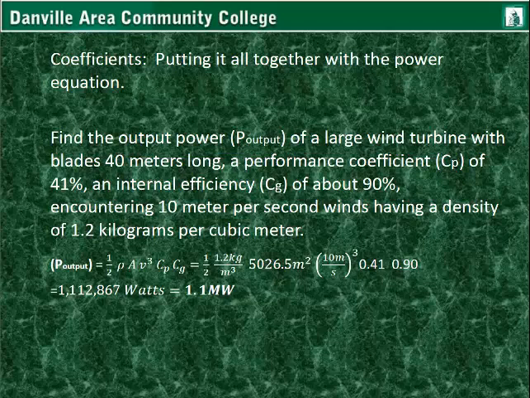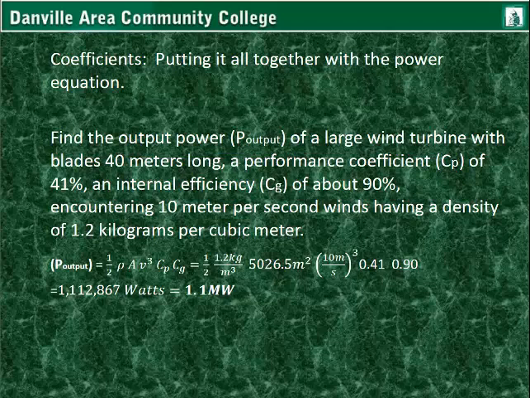Another example, find the output power of a large wind turbine with blades 40 meters long, a specified performance coefficient of 41%, remember it has to be less than the Betz limit, and an internal efficiency of about 90%, which is pretty good. And it's encountering 10 meter per second winds having a density of 1.2 kilograms per cubic meter, so we'll find the power at that instant for that sustained wind speed.